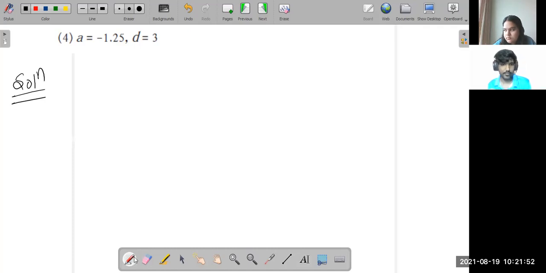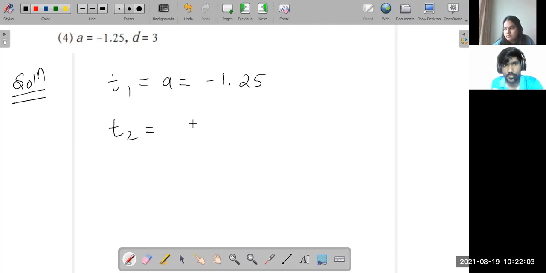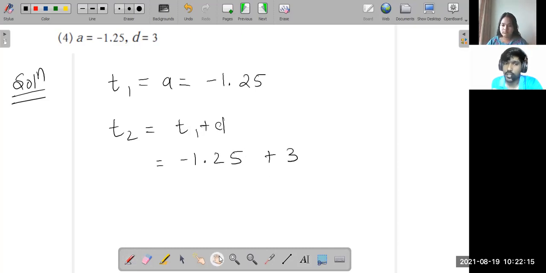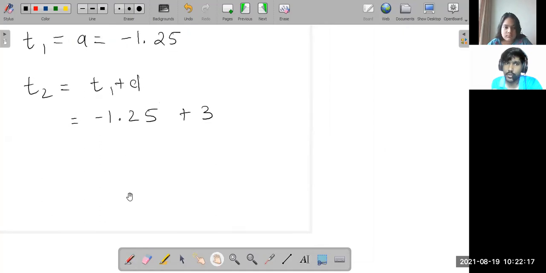Now in this, the first term T1 is A, which is minus 1.25. Then T2 will be T1 plus D. So T1 is minus 1.25 plus 3. Can you add this? Minus 1.25 plus 3. 4.25? This is a negative number and this is a positive number, so minus, 2.25.